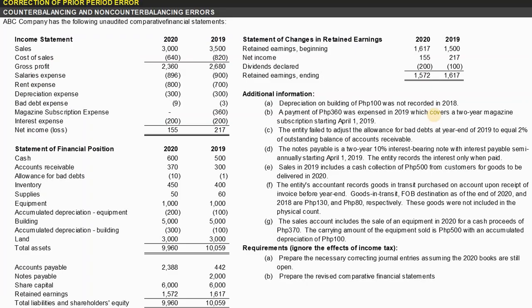So let us proceed to letter F. The entity's accountant records goods in transit purchased on account upon receipt of invoice before year end. Goods in transit FOB destination as of the end of 2020 and 2018 are 130 pesos and 80 pesos respectively. These goods were not included in the physical count.